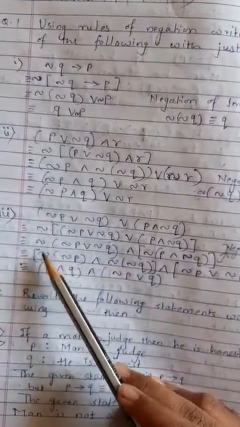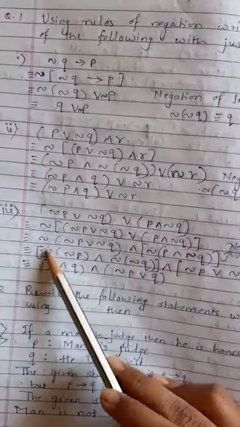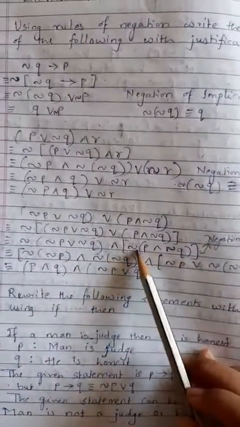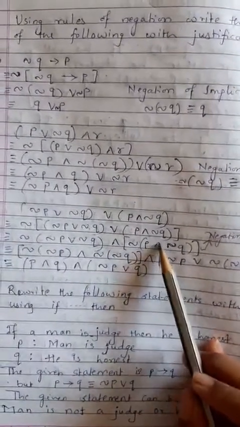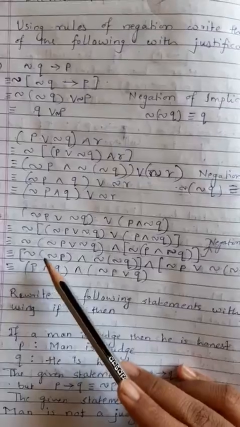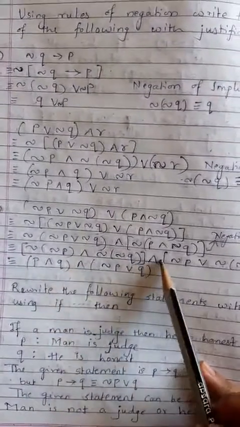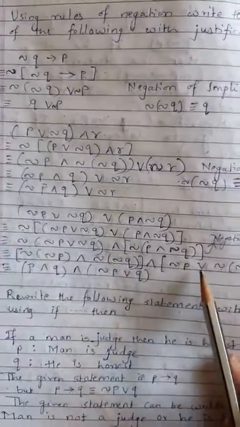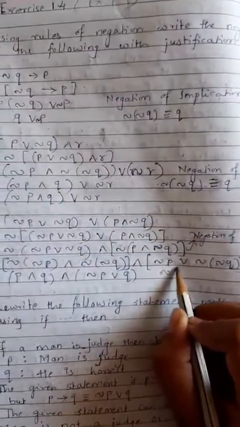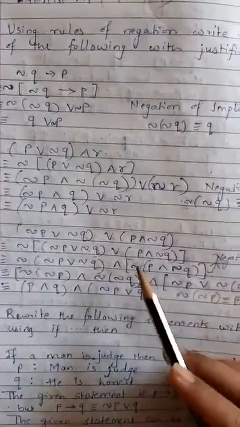So the next step is equivalent to negation of negation P. We are separating this negation, and here it will be negation of negation P, this OR will become AND, and negation of negation Q. Again here we are separating this negation P, this AND will become OR, and this will be negation of negation Q. So negation of negation P is P, this AND as it is, negation of negation Q is Q, then negation of P as it is, and negation of negation Q will be Q. Here you can write the reason: negation of negation P is equivalent to P. In this manner you have to solve this kind of problem.